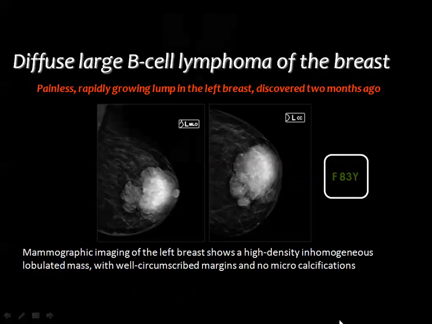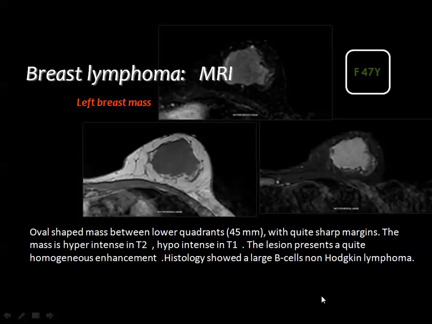And here is a bulky mass in the breast, subcutaneous, retroareolar. The patient presented with a painless, rapidly growing lump in the breast, discovered 2 months ago. There is no microcalcification, and the lesion was diagnosed by biopsy to represent diffuse large B-cell lymphoma. And this is lymphoma by MRI. There is a mass in the breast, and this mass is strongly enhancing, and this is fat suppression, post contrast. The histopathology showed large B-cell non-Hodgkin lymphoma.